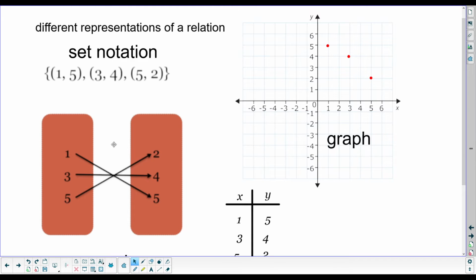And so the way that we can tell is we look at the X values. We look at the domain. Every member of the domain has to go to only one value in the range. 1 here only goes to 5. Okay? 1 doesn't go to 5 and 2, right? It only goes to 5. 3 only goes to 4, and 5 only goes to 2. So in that case, we would say yes, this is a function. It's a function because every member of the domain goes to only one member of the range.